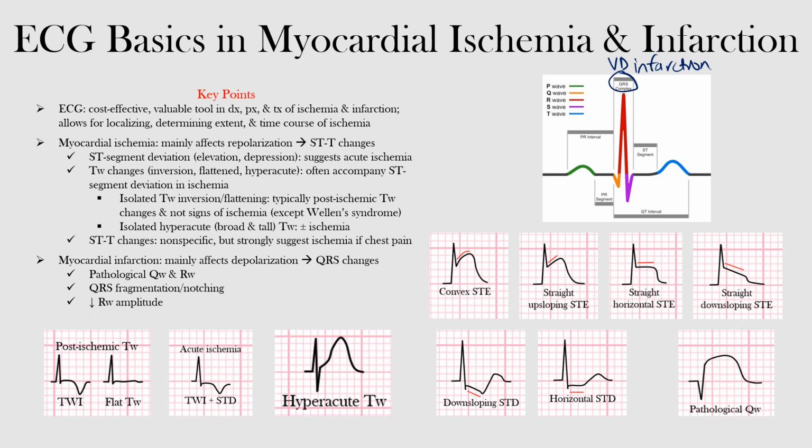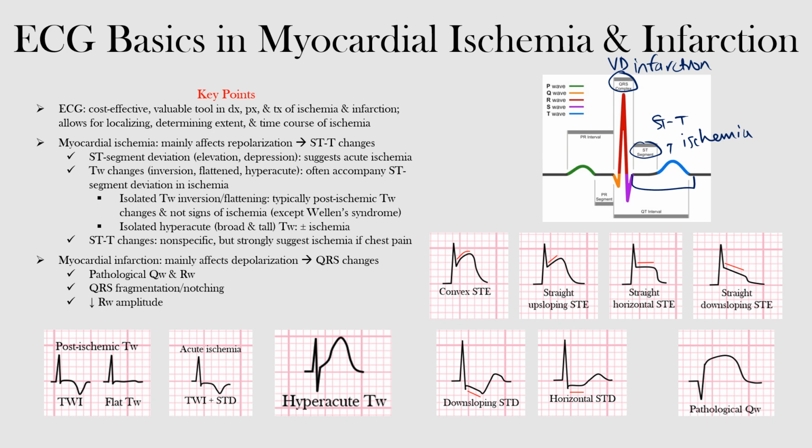Now, in terms of ischemia, we tend to see these changes in the ST segment and our T wave. This region we call STT changes, and that's in the setting of ischemia. So ischemia causes STT changes, and infarction tends to cause QRS changes because of that dead tissue. Now, the classical STT changes in myocardial ischemia include ST segment deviation, such as ST elevation or ST depression, as well as T wave changes. We refer to these as STT changes.